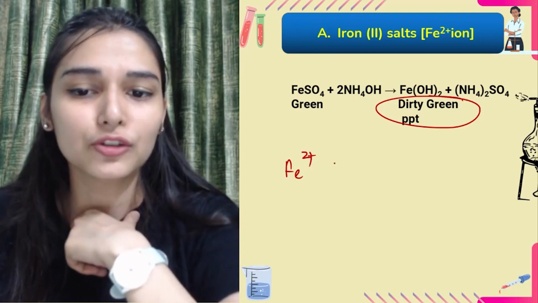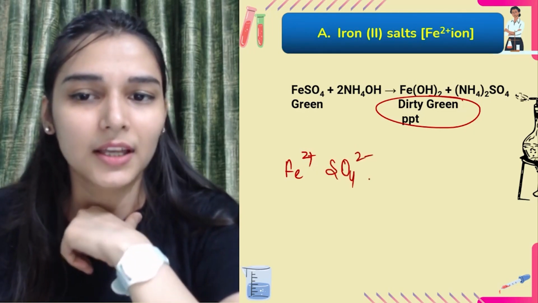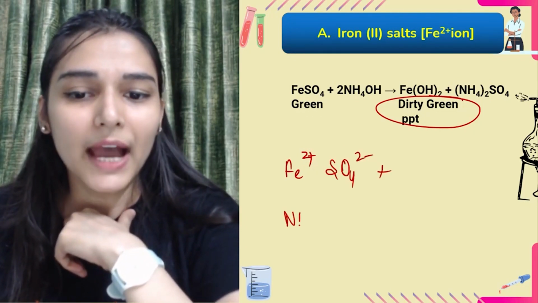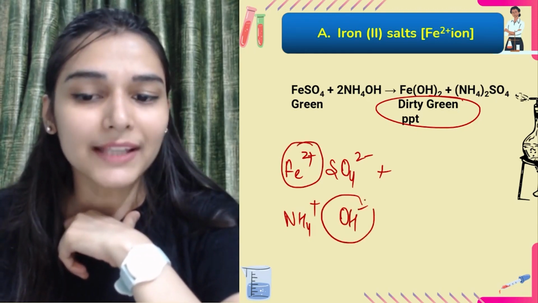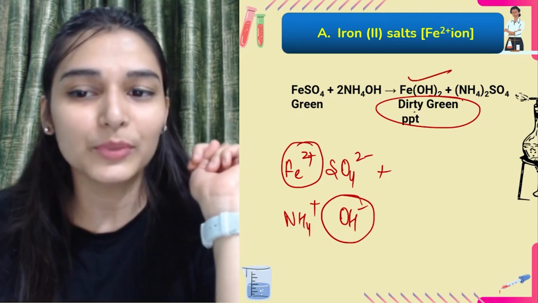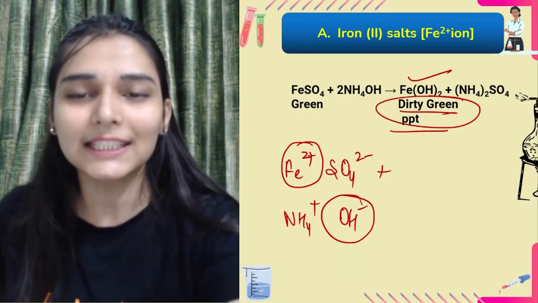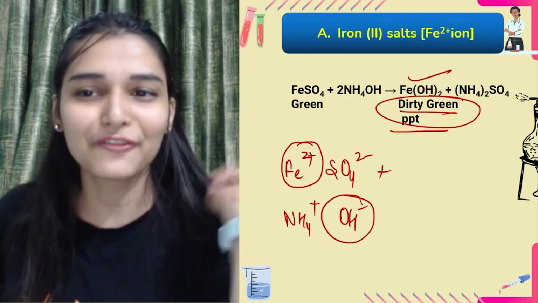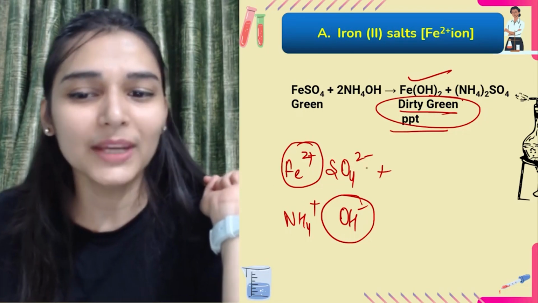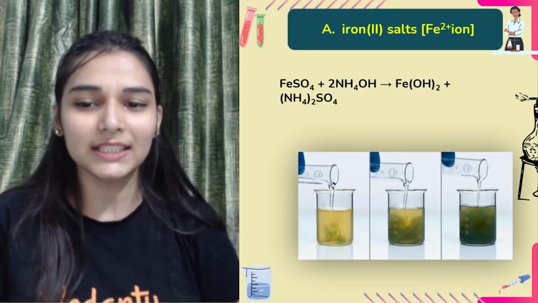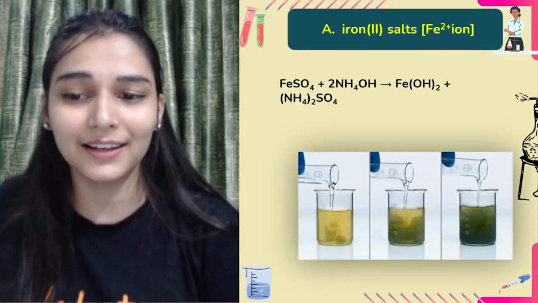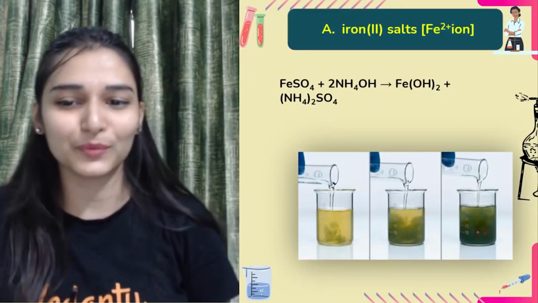Fe2+ sulfate treated with ammonium hydroxide gives ammonium ion and OH ion. So this Fe2+ combines with two OH ions and precipitates out in the form of a dirty green precipitate, ferrous hydroxide, and 2 ammonium with 1 sulfate would be giving us ammonium sulfate. Very similar reaction. You can see over here, a dirty green precipitate would be there.